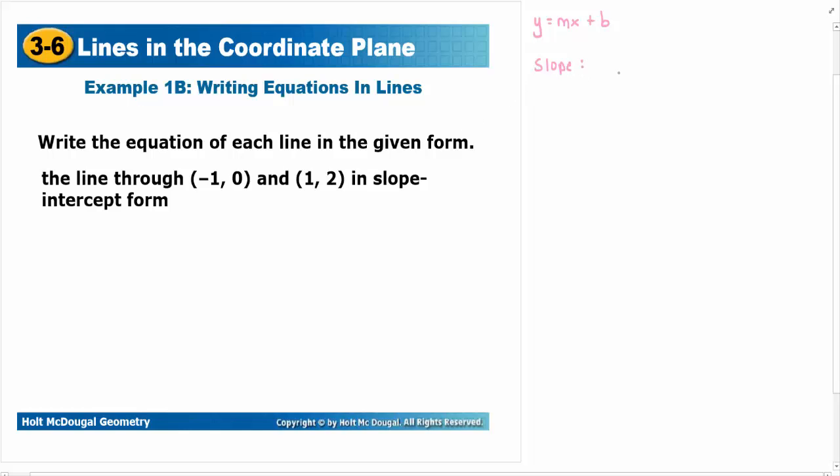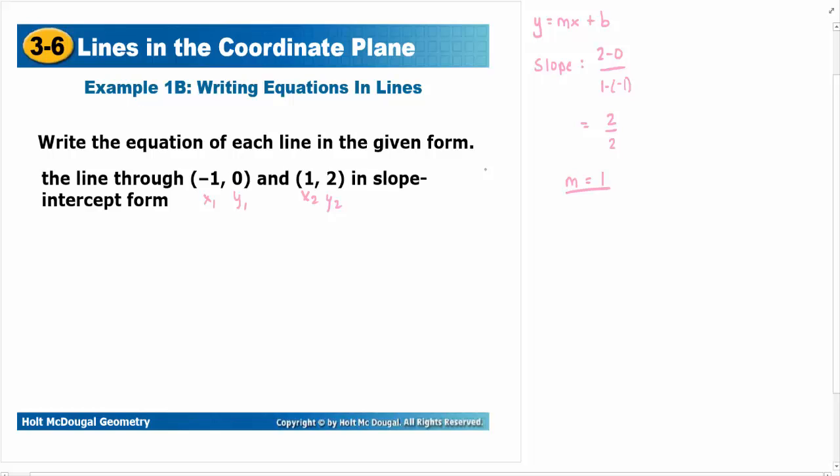So we're going to find the slope, doing what we learned in 3.5. I'm going to subtract my y values. Again, x1, y1, x2, y2. So we're going to go y2 minus y1, 2 minus 0, over x2 minus x1. So 1 minus -1. So that's 2, and then 1 minus a negative is plus 1, so 2 over 2 is 1. So that's my slope, or m.